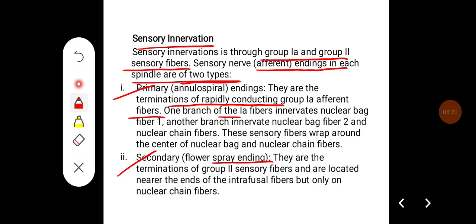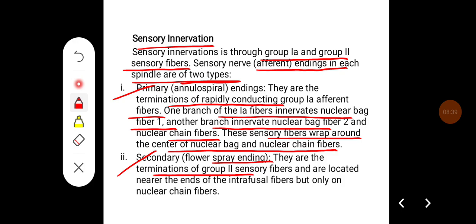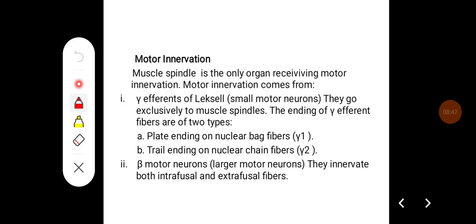One branch of 1A fibers innervates nuclear bag fiber 1, and another branch innervates the nuclear bag fiber 2 and the nuclear chain fibers. These sensory nerve fibers wrap around the center of the nuclear bag and nuclear chain fibers. And secondary fibers are the terminations of group 2 sensory nerve fibers and are located near the end of the intrafusal fibers, but only on the nuclear chain fibers.